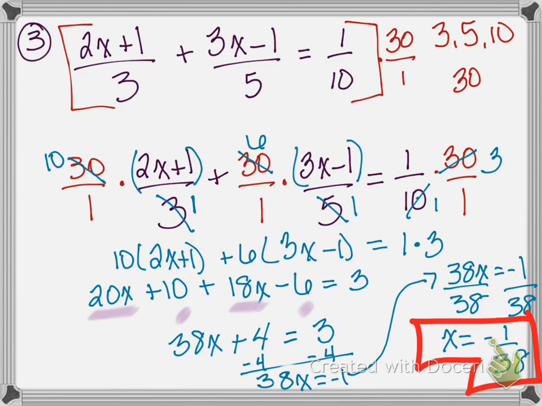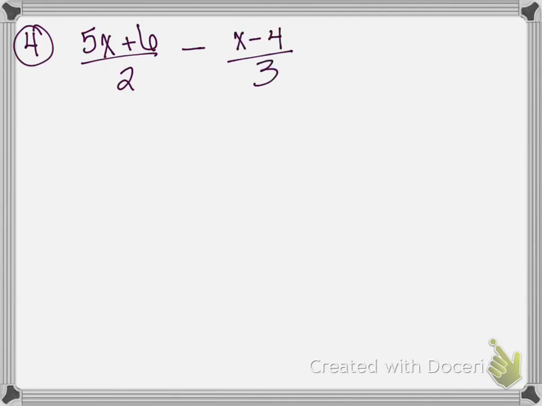Okay. This one, a problem like this one on your quiz was what lots and lots of people missed. Okay? So I want us to be aware of this problem right here. So I have 5x plus 6 over 2 minus x minus 4 over 3. And this was probably, as of right now on the quiz, the one that people miss the most. This one and the triangle one.